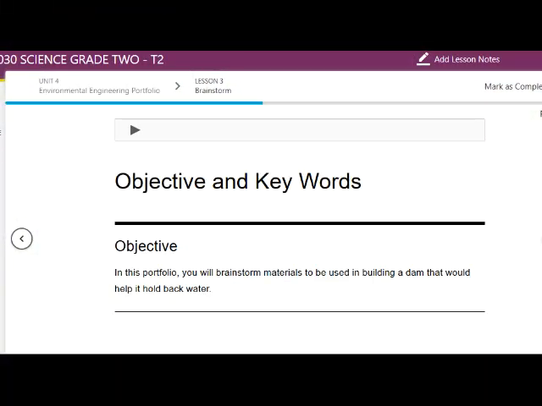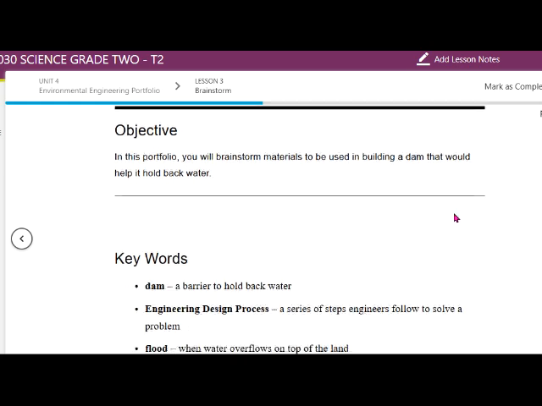All right, in this portfolio, you will brainstorm the materials to be used in building a dam that would help it hold back water. So I was just talking about those materials that I was going to use in my brainstorming. You're going to need to think about the shape and the materials as well.